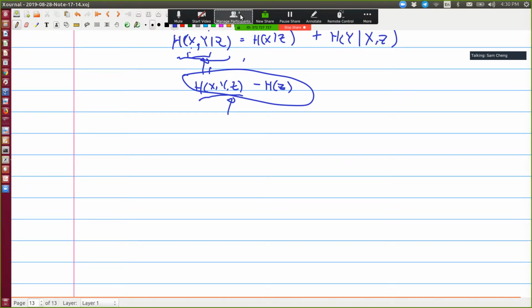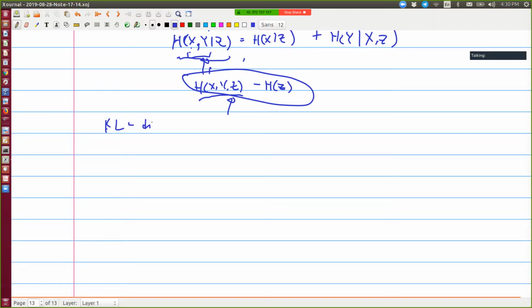So, next I'd like to talk about something known as KL-divergence. Actually, it's also known as the relative entropy, but I think the name KL-divergence is more common. And KL is, I don't know how to pronounce the name, Kullback-Leibler divergence, something like that. My spelling is probably not correct. Anyway, let's just call it KL divergence.